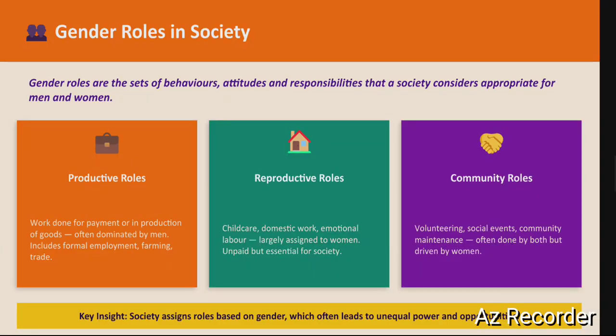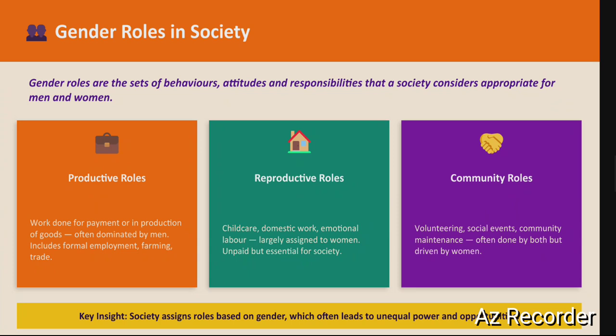Now, gender roles in the society. Do you think gender plays a role only in the family or only in a particular area? Not at all. It's everywhere. It is a set of behavior, attitude and responsibility that a society considers appropriate for men and women especially. So, work done for payment or in the production of goods is often dominated by men. It includes formal employment, farming, trade, these things. So the productive roles, that comes to men.